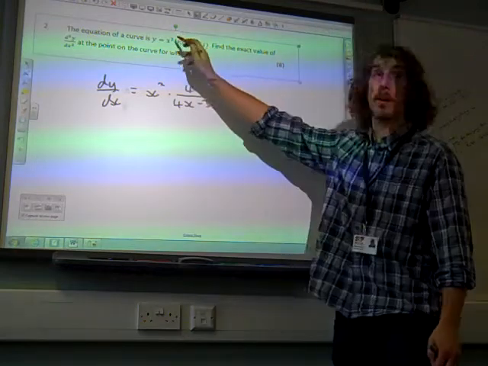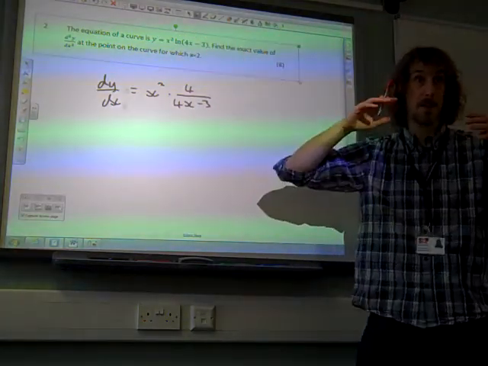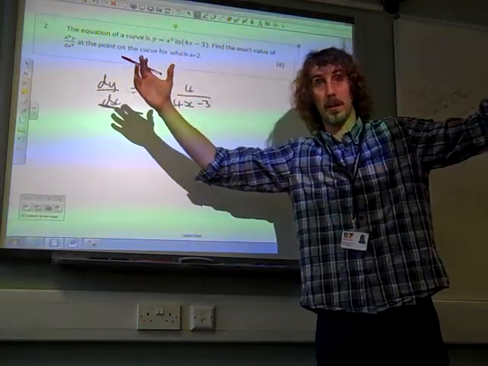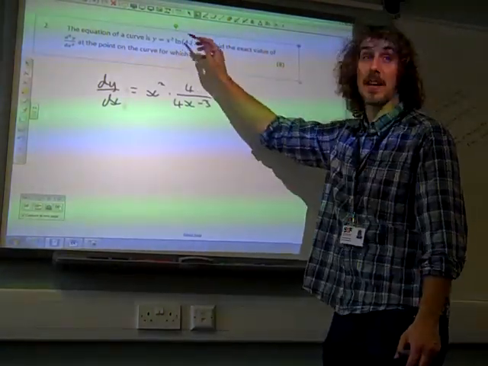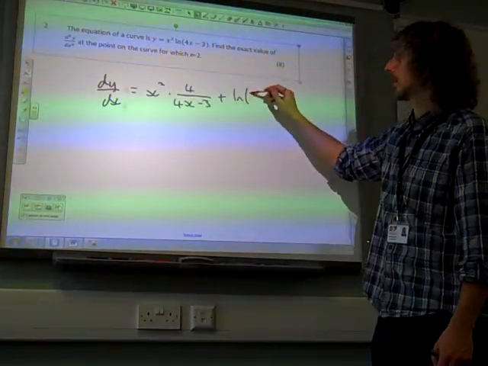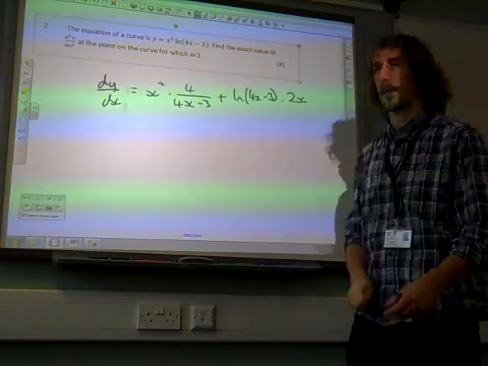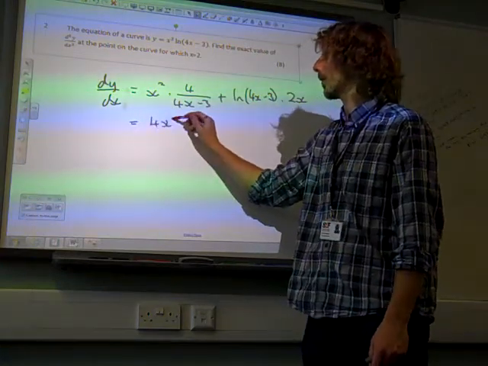And if you differentiate the natural log of 4x minus 3, that's big bear, little bear thing, isn't it? The big bear is natural log of something. So it's 1 over the something times the derivative of the inside, which is 4, plus the second times the derivative of the first, which is 2x. So, we've got dy by dx.